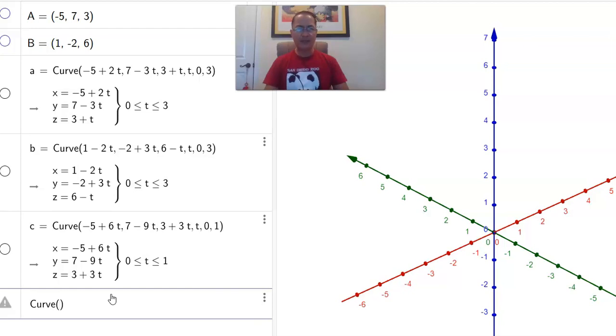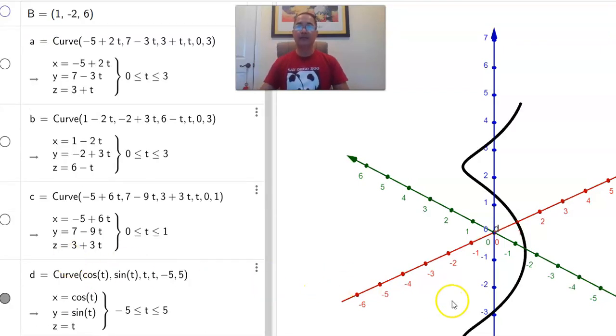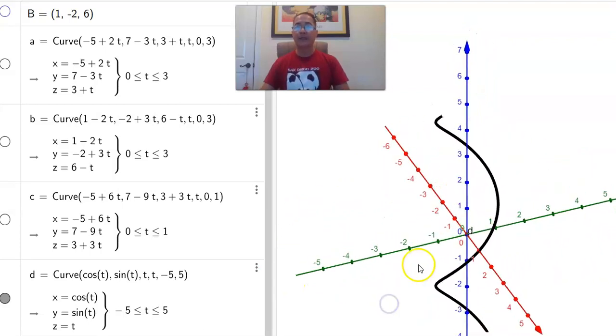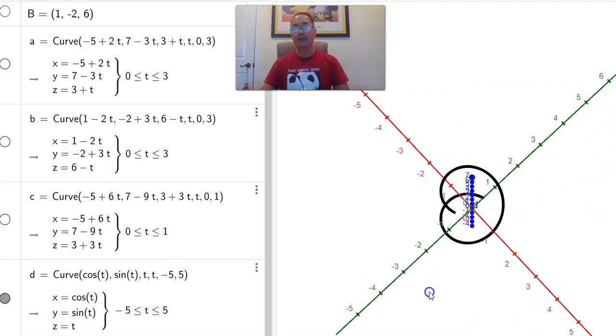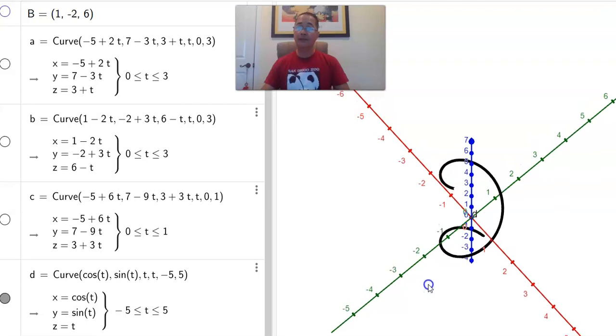So let's do curve. Let's look at the standard helix first. So cosine of t, sine of t, and then t. Our t is going from, how about negative 5 to positive 5? Ooh, okay. So there is our standard helix. Okay, so it's a spiral. If you look at the top view, you see our unit circle.